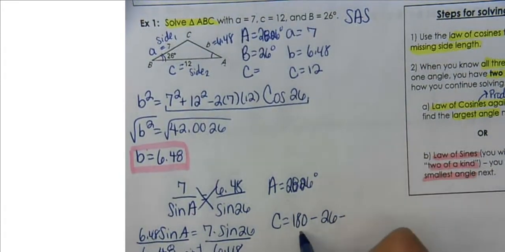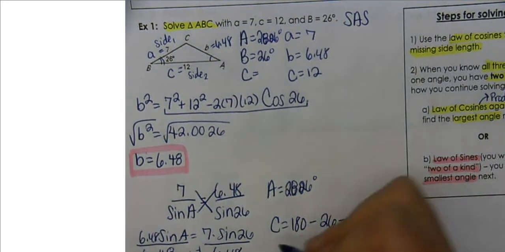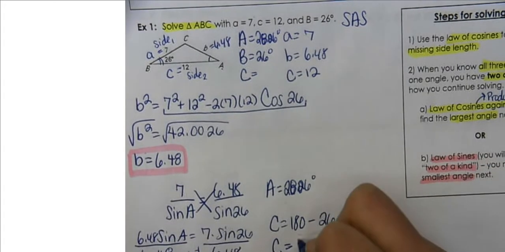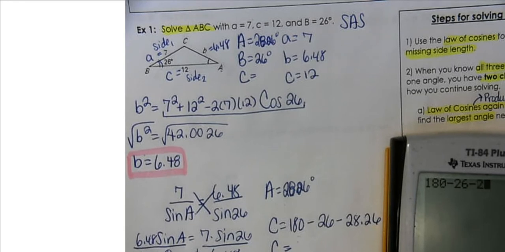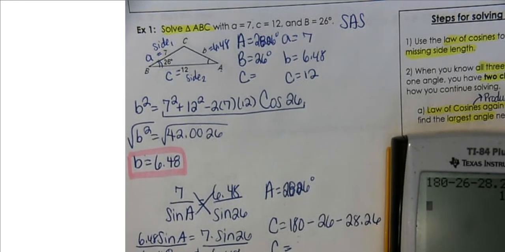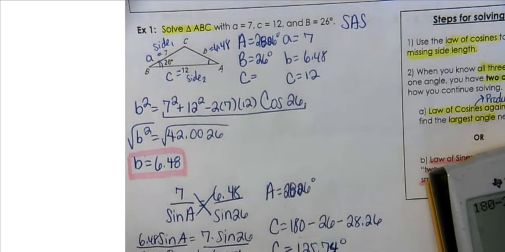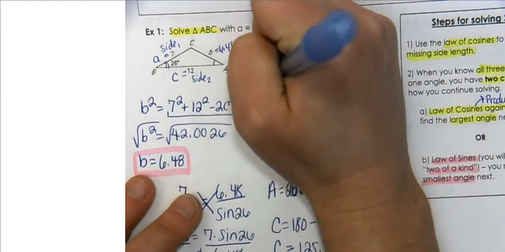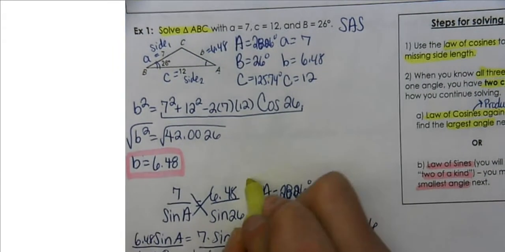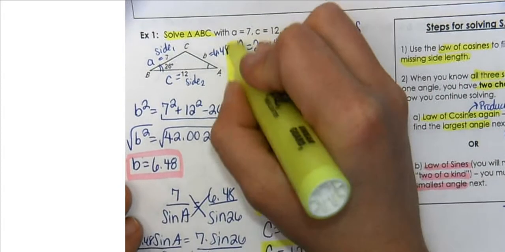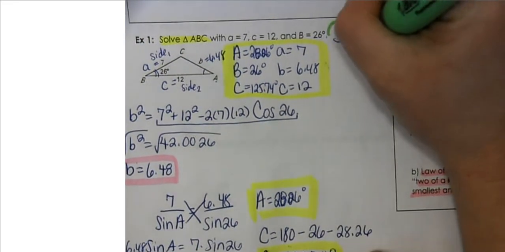This is 28.26. There we go. So 180 minus 28.26. And therefore, we find that C is equal to... So if I go to my calculator, 180 minus 26 minus 28.26, that is 125.74 degrees. And that is our first triangle that we have solved. And here is our answer. So this is when we are given side, angle, side. These are our steps that we're going to use.